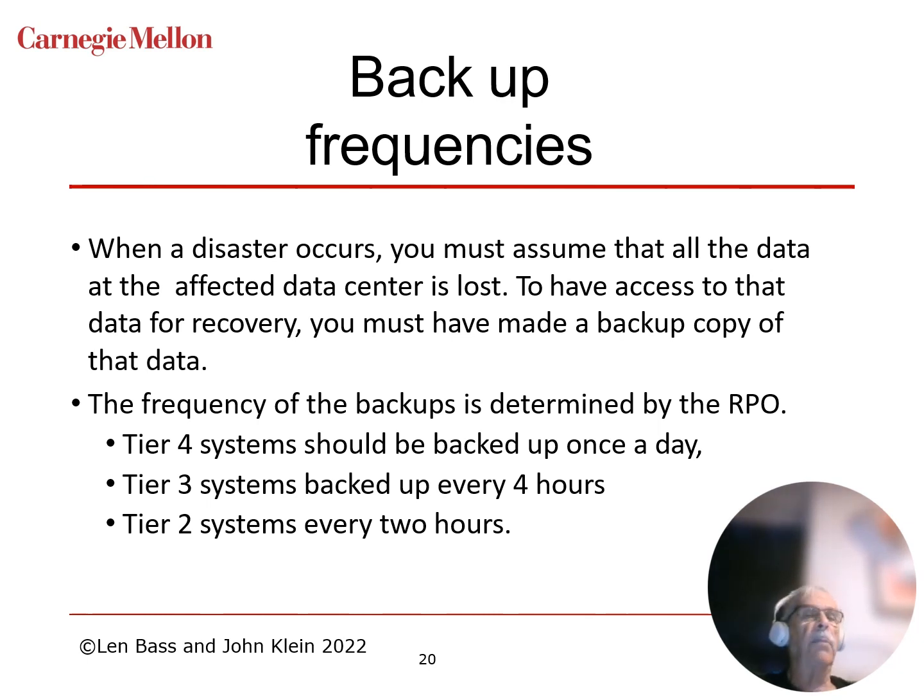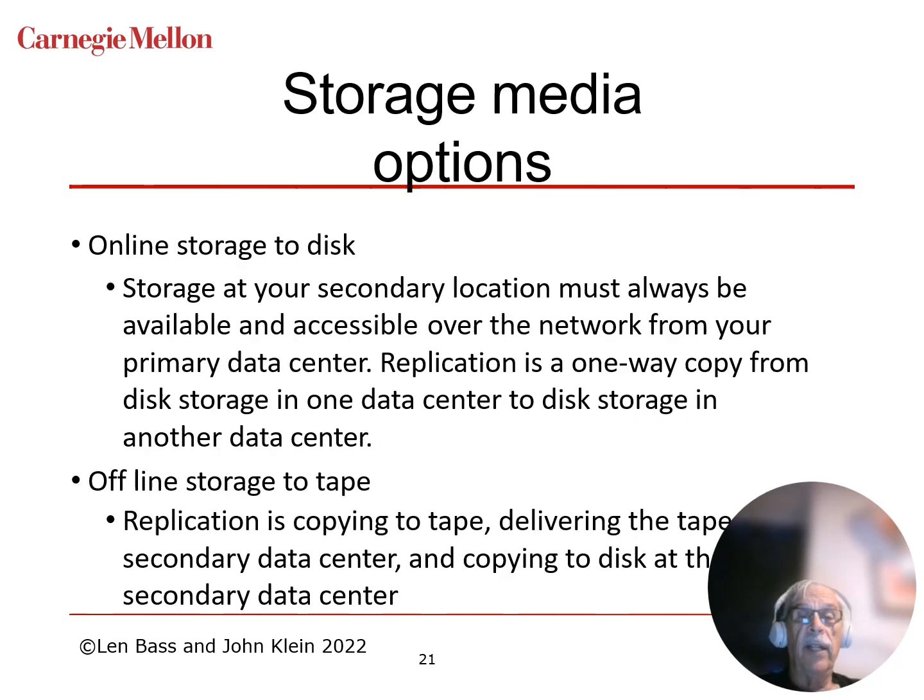You just have to think about it for the different tiers. And you have two different options for storage. One is you can copy the data to disk. So you can have online storage to disk. You have disk at the secondary data center. And the backup consists of copying the data from the primary to the secondary over a network.